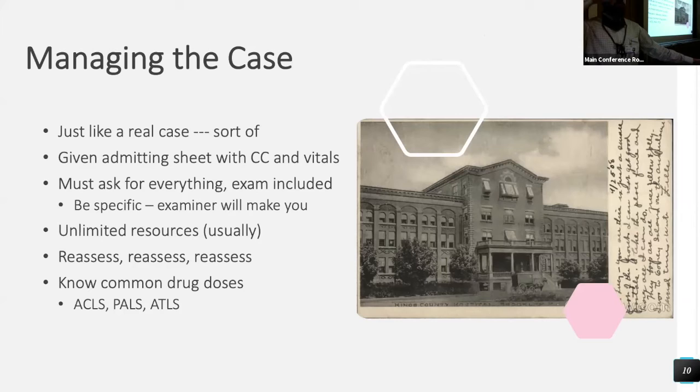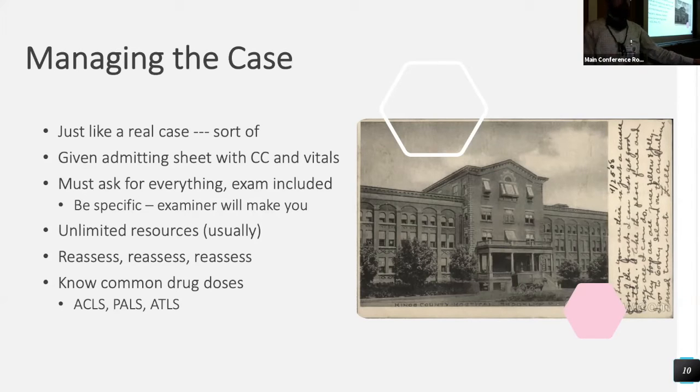And some of the resources that we have sent out to you are different physicians who also have bullet points and some web docs of other high-yield things to look out for when you're managing this case. And I really just want to convey it's just like managing a real case with just some variation. You're going to be given an admitting sheet with chief complaint and vital signs when you walk in the room, just like you do when you first pick up the patient off the whiteboard. And then you can go and get your history and physical and do everything that you need.